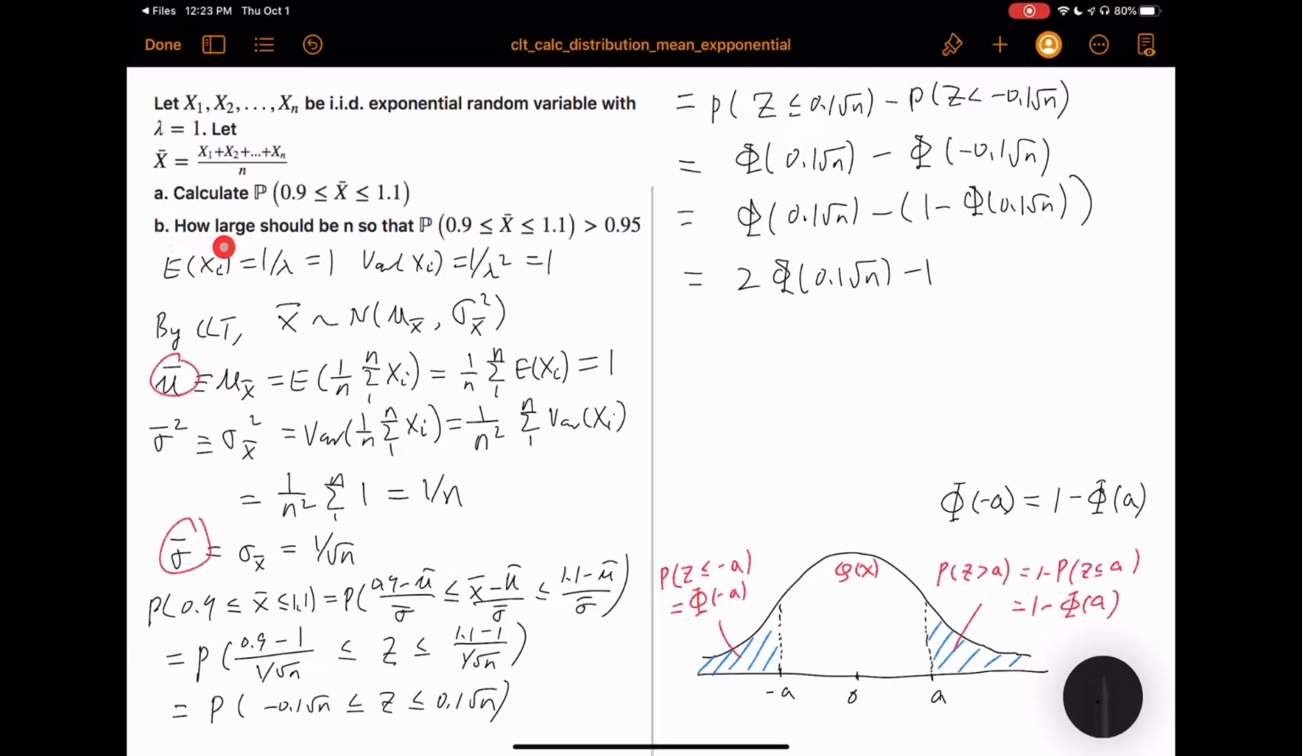The second question is what n should be so that this is greater than 0.95. So this has to be greater than 0.95, which means phi of 0.1 square root of n has to be greater than 0.975. So 0.1 square root of n has to be greater than phi inverse of 0.975, which is equal to 1.96. So this means n has to be greater than or equal to 385.